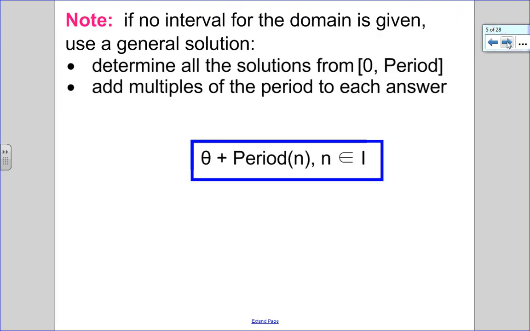In these questions that we do, you're either going to be given an interval for domain or not. So if you have a specific domain given, I'm looking for a specific solution. If you don't have a specific domain, I'm looking for a general solution. That's all the solutions from 0 up to the period. And then you just add on multiples of the period to each of the answers.